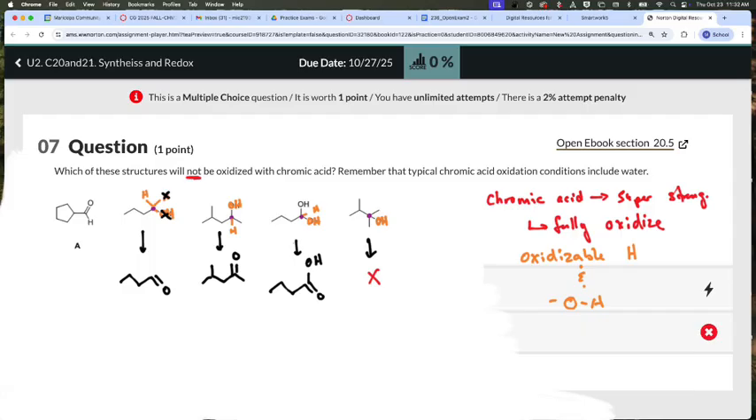But there's an extra piece of information that the question was nice enough to give us, and it's talked about when I talk about these reagents: remember that typical chromic acid includes water. So water is also present in this system. What could water do?